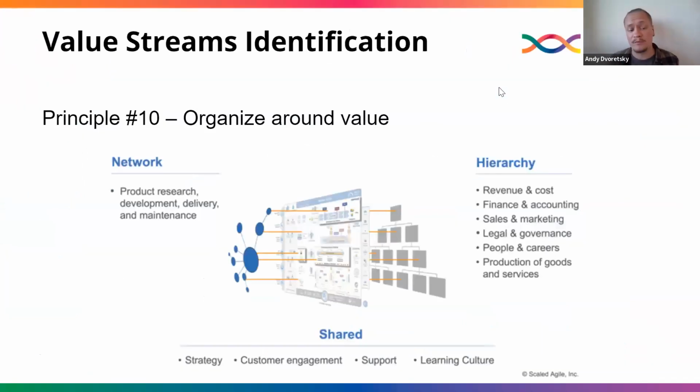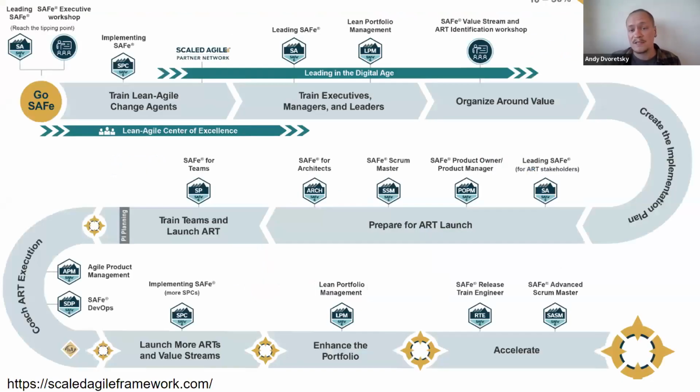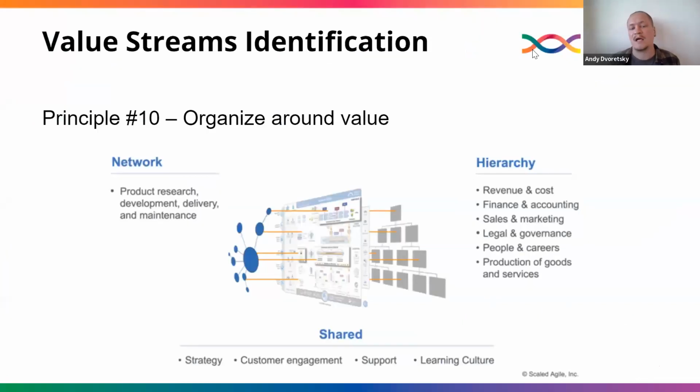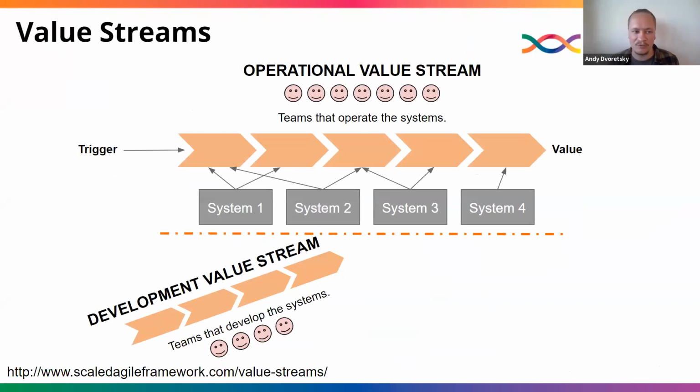So this is one of the SAFe principles, organize around value. And this is exactly what I mentioned on the first slide when we discussed why we implement SAFe, right? So the main idea is to build the network on top of the hierarchy. And now in SAFe, we have value streams and agile release trains in the identification workshop, which helps us to decide how exactly we are going to build this network in our organization on top of the already existing hierarchy.